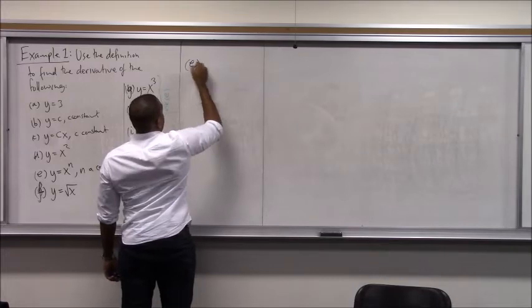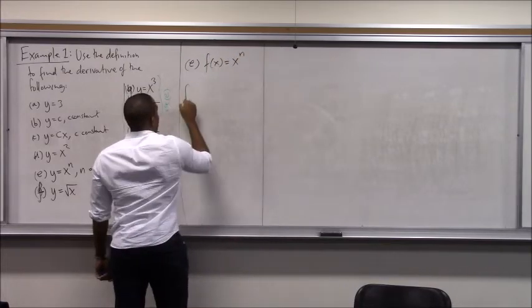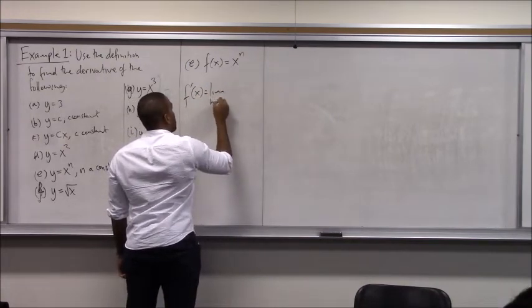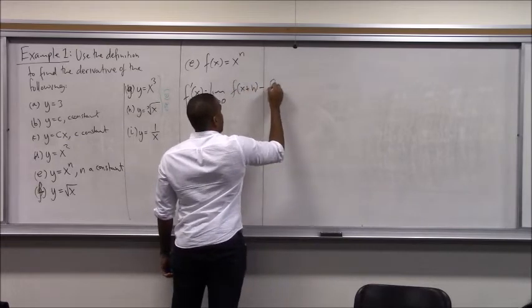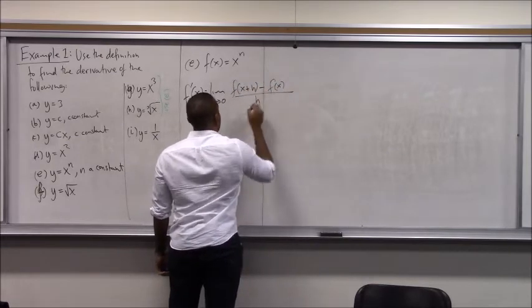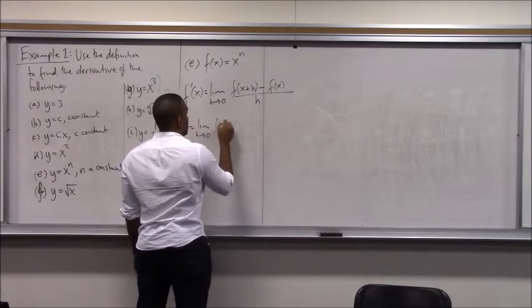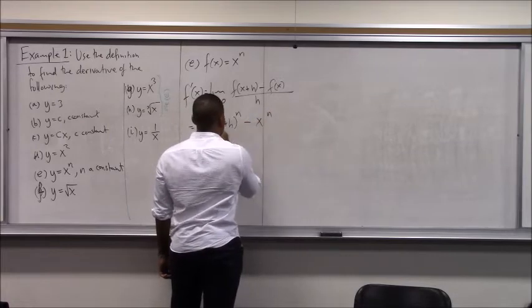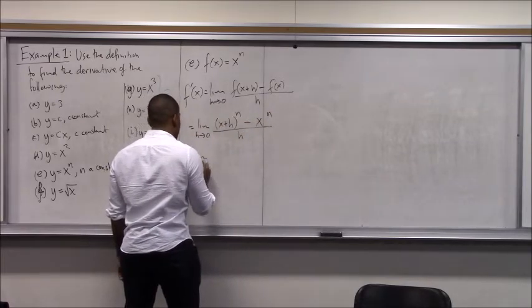Now if you look at E, f of x equals x to the n. So we want to find this derivative. This is going to be the limit as h approaches 0 of f of x plus h minus f of x all over h. This is the limit as h approaches 0 of x plus h to the nth power minus x to the nth power all over h. And now I'm going to apply that rule.